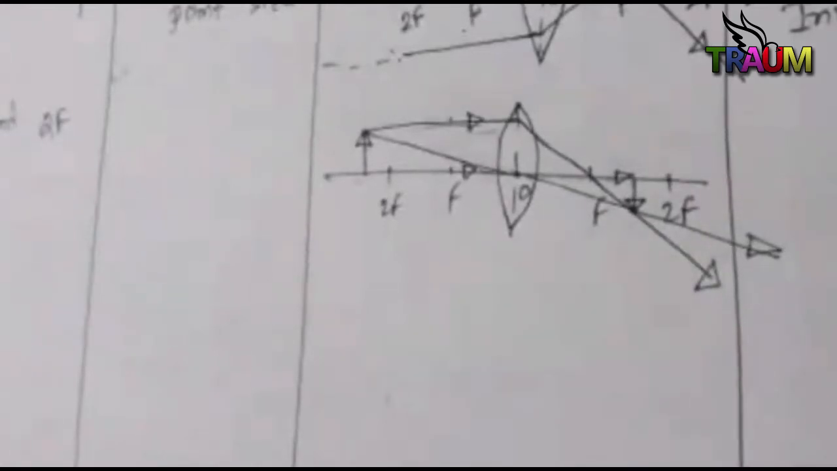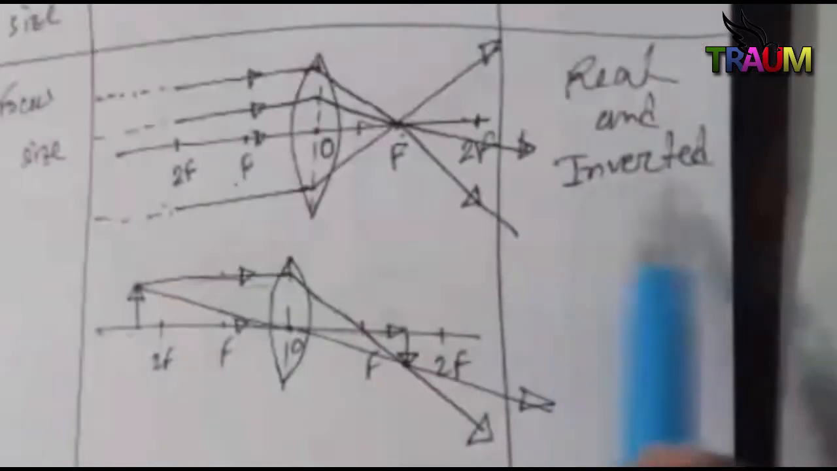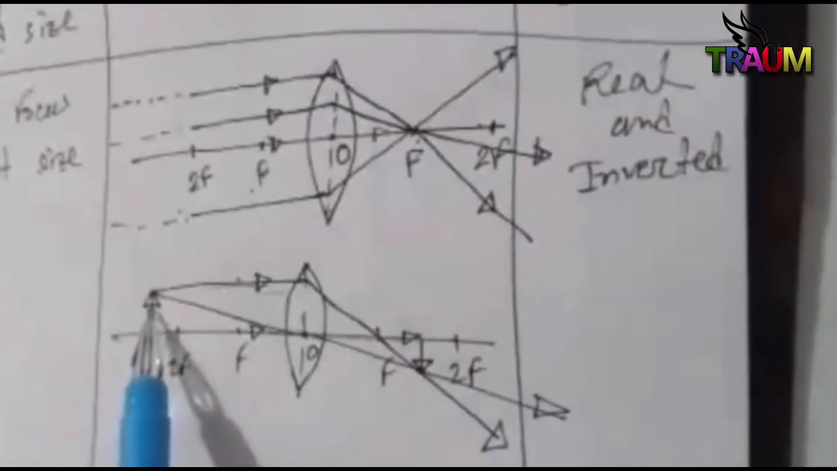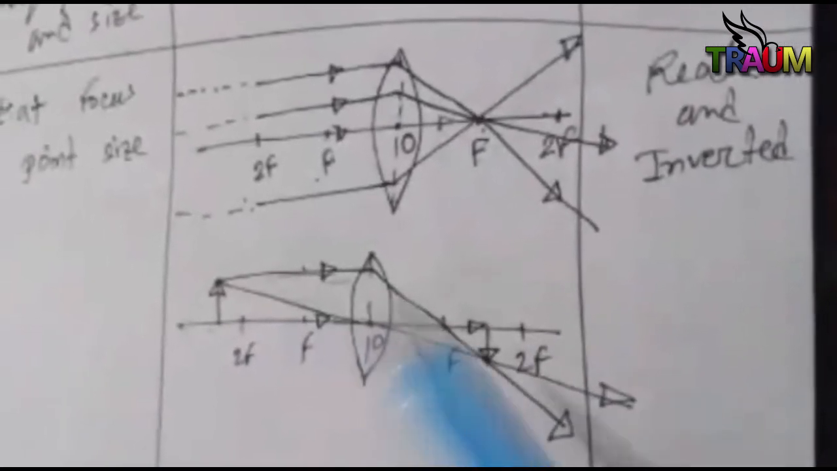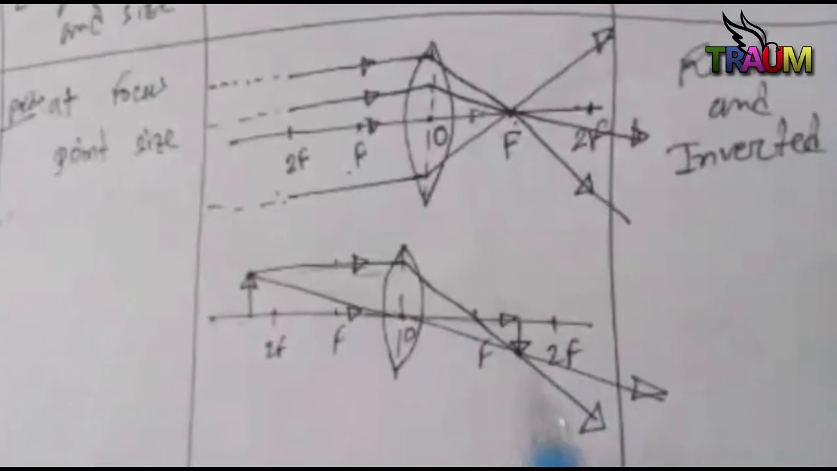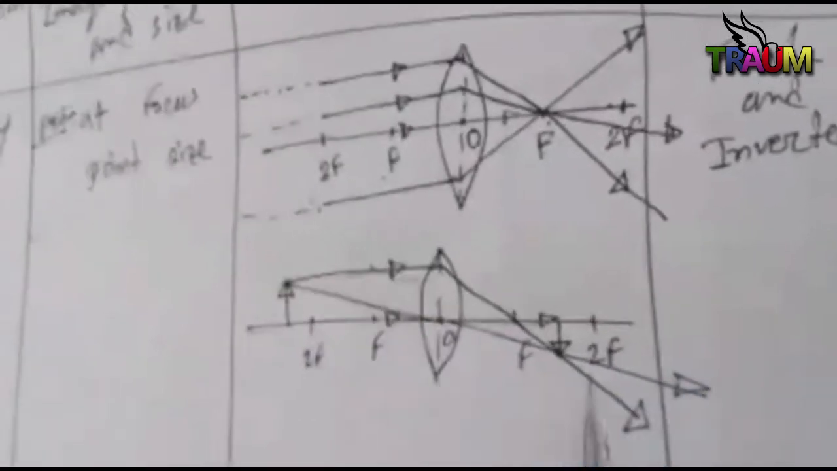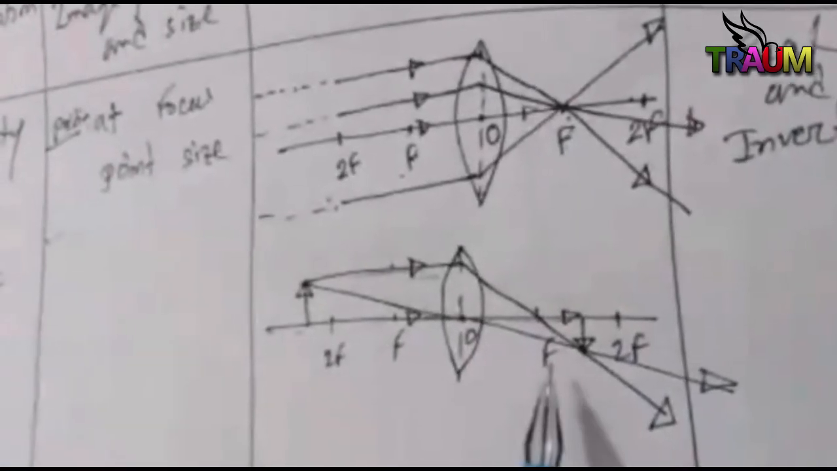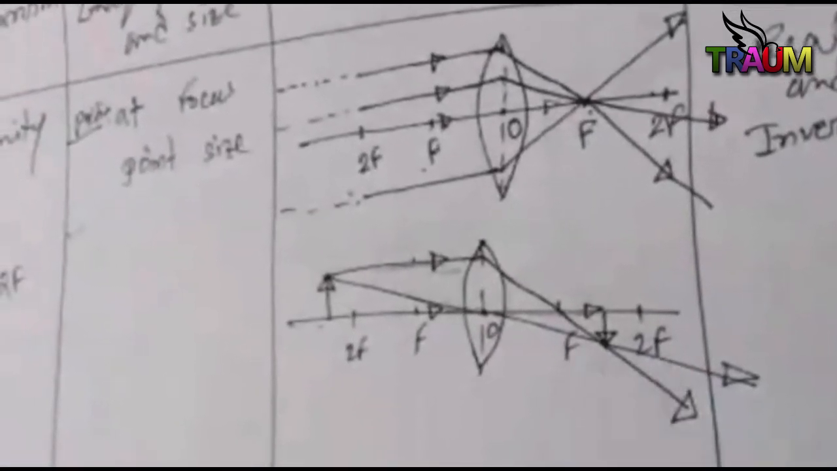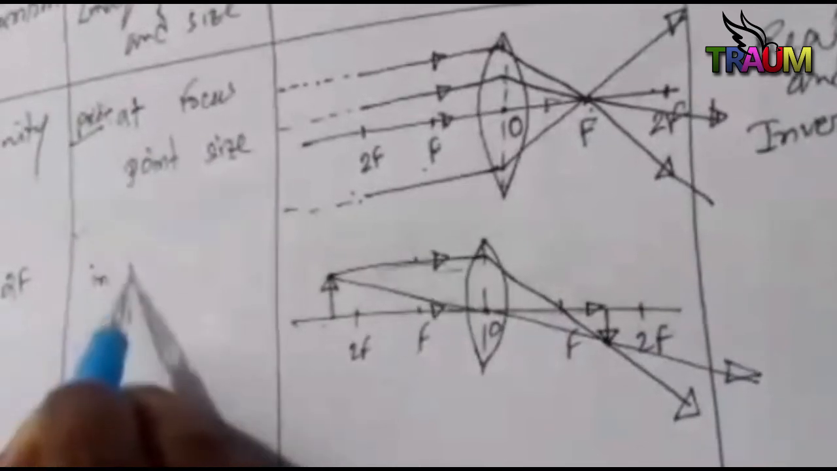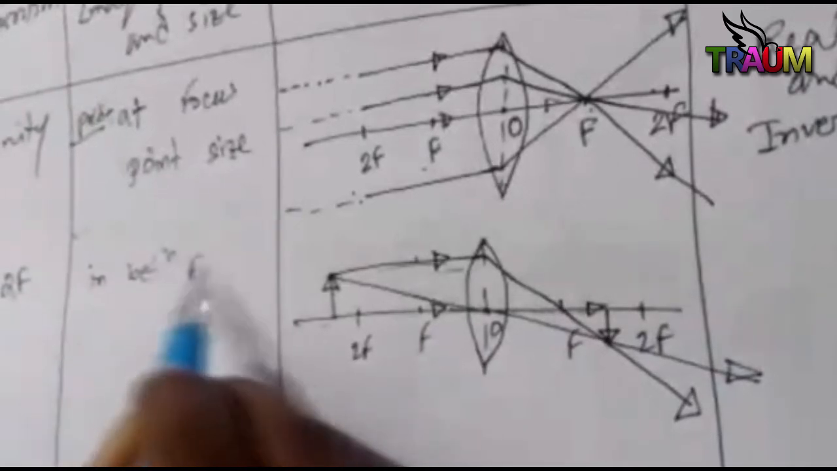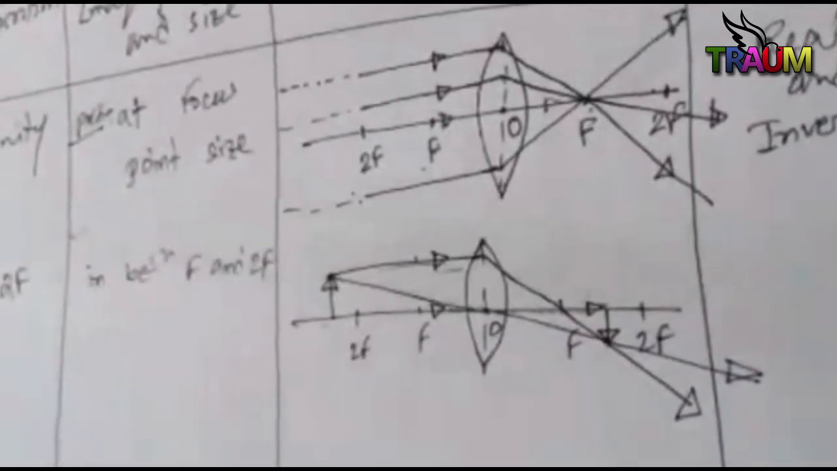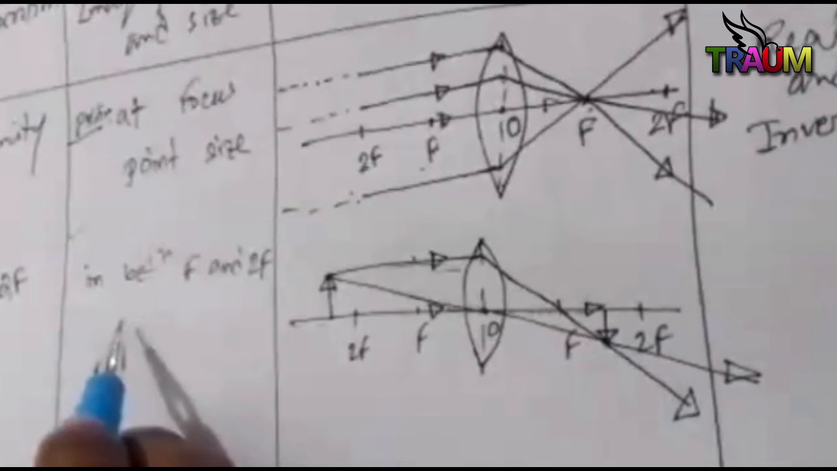What does it mean inverted? Inverted means ulto, right? If it is object head, it is head. Just up down, right? So what is image position? In between F and twice F. At your image position column, write in between F and twice F. The size is diminished or reduced.